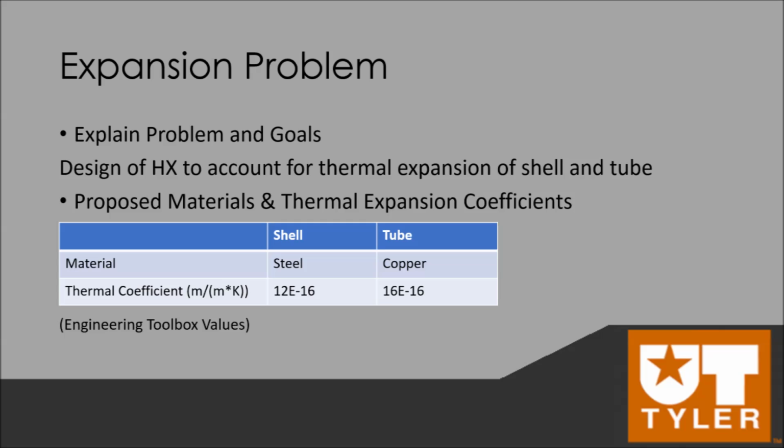In our heat exchanger, the proposed materials in the shell and tube are steel and copper, respectively, with thermal coefficients of 12 e to the negative 6 meters per meter Kelvin and 16 e to the negative 6 meters per meter Kelvin, respectively. The design for the expansion solution is in its beginning stages and will address the issue of varying expansion coefficients between the shell and tube materials.